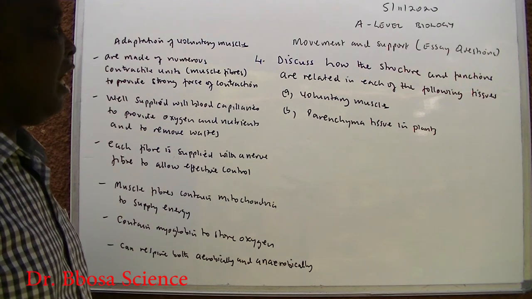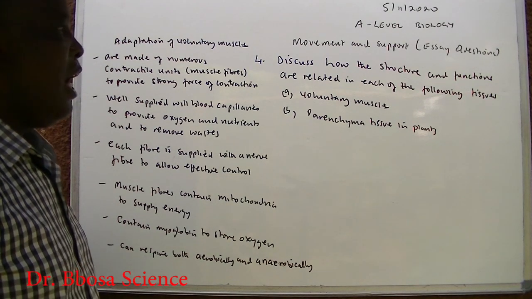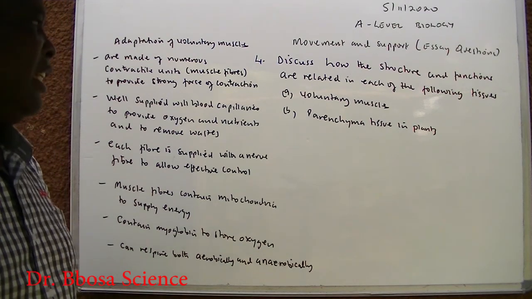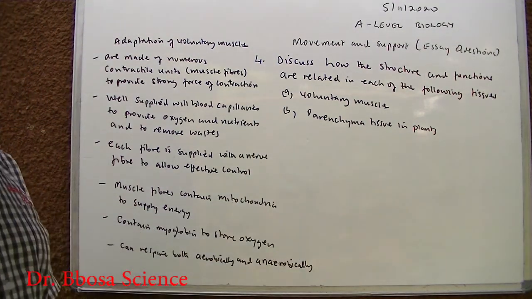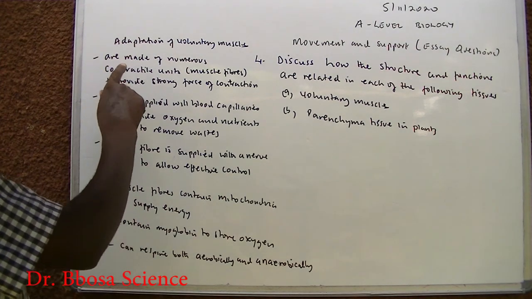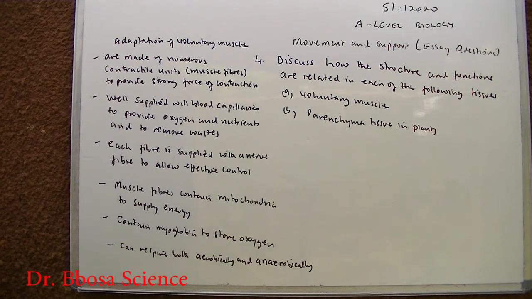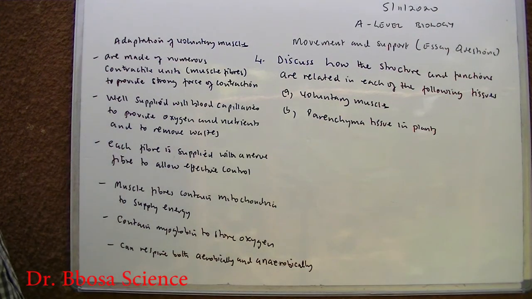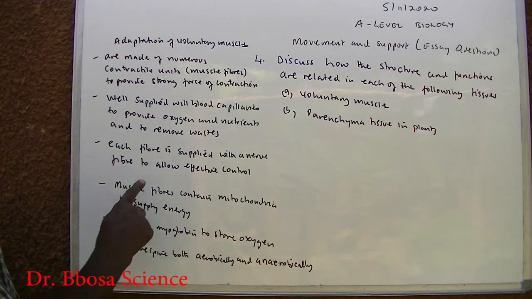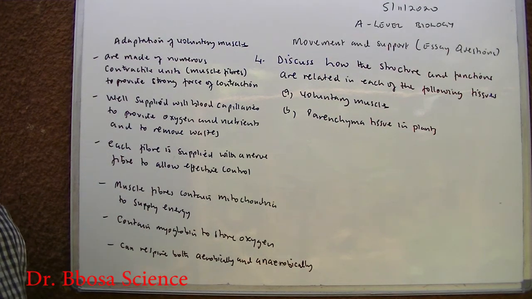4. Discuss how the structure and function are related in each of the following tissues. A. Voluntary muscles are made of numerous contractile units or muscle fibers to provide strong force of contraction. They are well supplied with blood capillaries to provide oxygen and nutrients and to remove wastes. Each fiber is supplied with a nerve fiber to allow effective control.